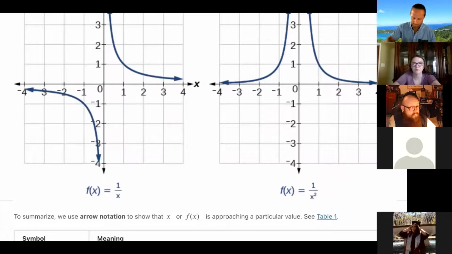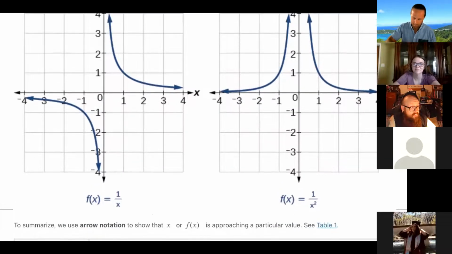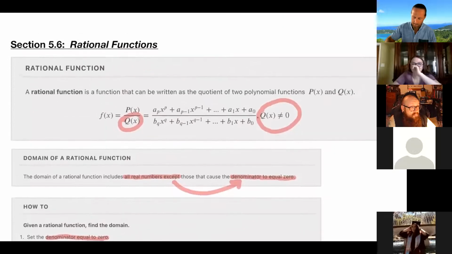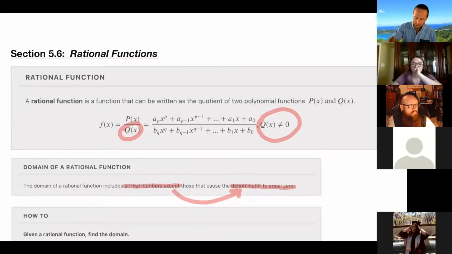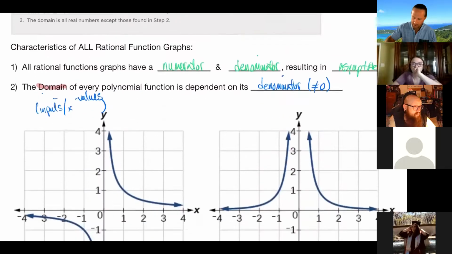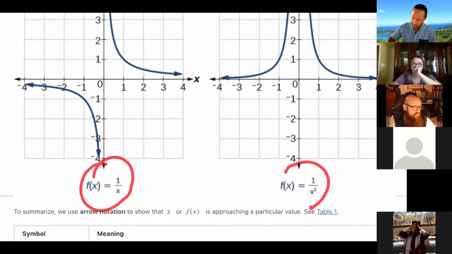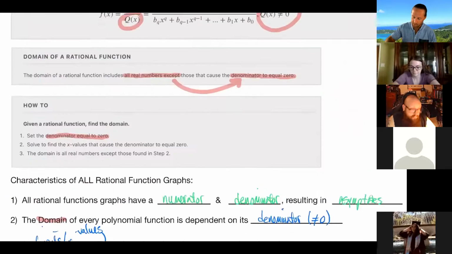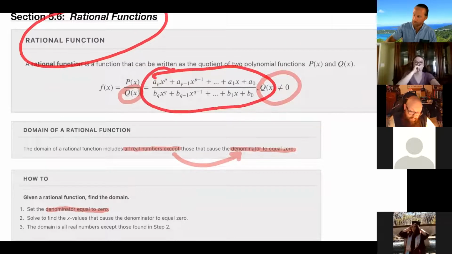I want to say reciprocal functions, but I don't think that's right. Those were only those. We're now dealing with rational functions in general. These are just the most basic ones that we can deal with, so that's why I'm starting with those. Of course, ours can look way uglier.